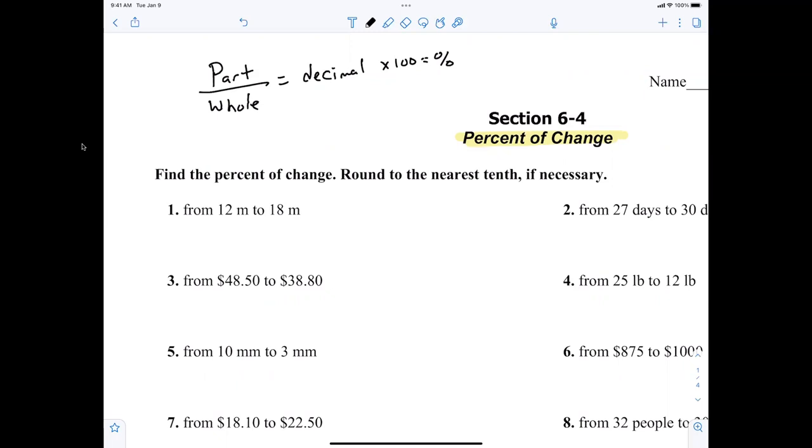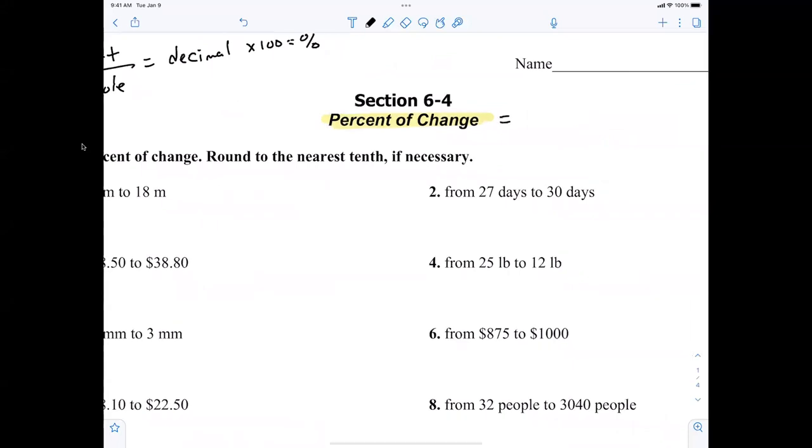All right. So this is the way I figured things out. I want to find the percent of change. So if I'm going to find the percent of change, I need the what? The change. All right. So the percent of change is equal to the change divided by the original amount. All right, that's a little formula. The change divided by the original amount.